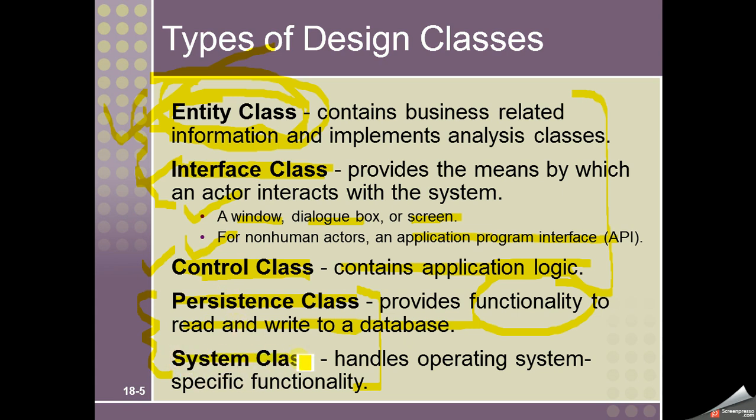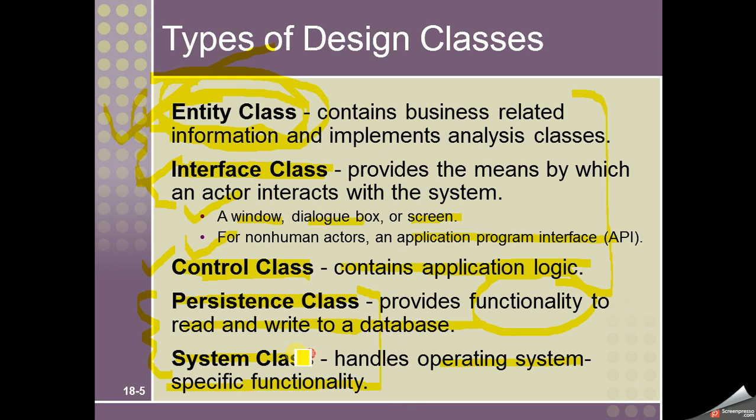Similarly, system class is also optional. It handles operating system specific functionality. So let's say today we want to develop a web-based system, okay, or you make a system for, let's say, Linux environment or Windows environment, and tomorrow you want to port it to, let's say, Android or iOS platform, then you do not need to change all the system.